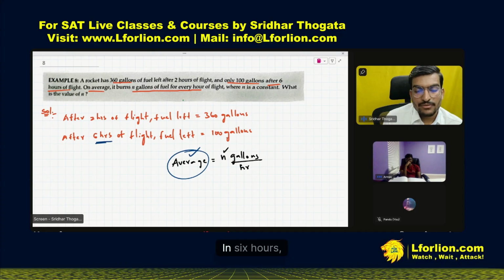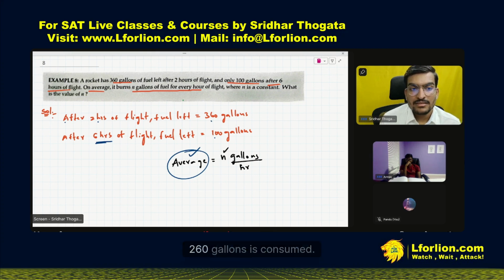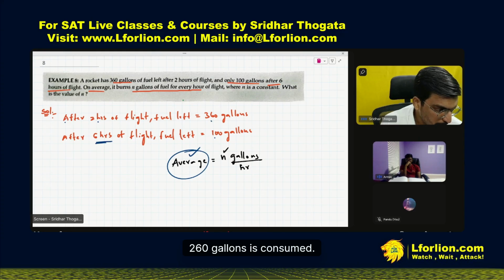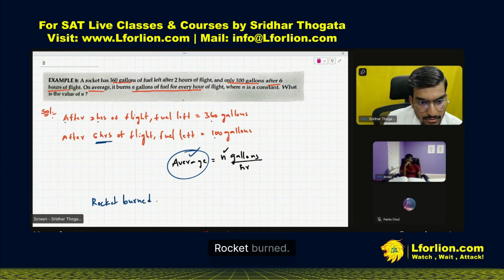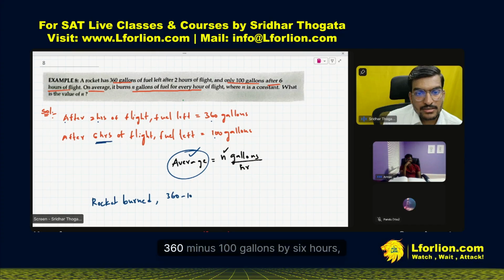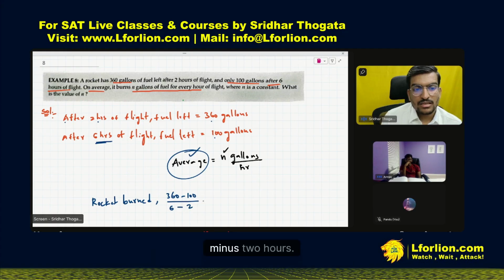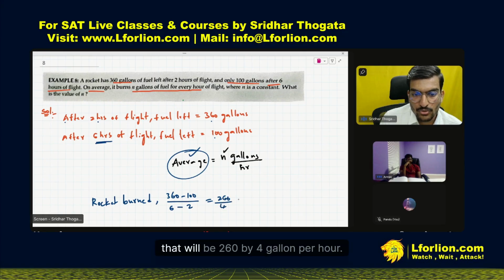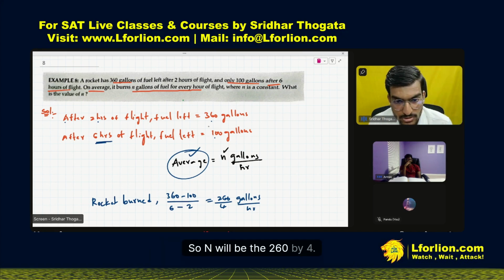Fuel left in 6 hours is 100 gallons. After 2 hours, 360 gallons left, which means in 4 hours, 260 gallons is consumed, right? So rocket burned 360 minus 100 gallons by 6 hours minus 2 hours. I'm just taking the remaining part, how much it burned. That will be 260 by 4 gallons per hour. So n will be 260 by 4.